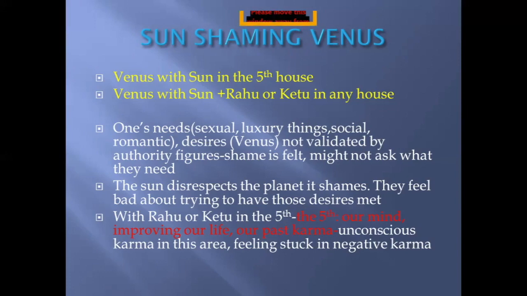And then when Venus is with the Sun and Rahu or Ketu, and particularly if it happens in the 5th, which is our mind, improving our life, our past karma, there's going to be a lot of unconscious karma in this area, and they're going to feel stuck in negative karma.